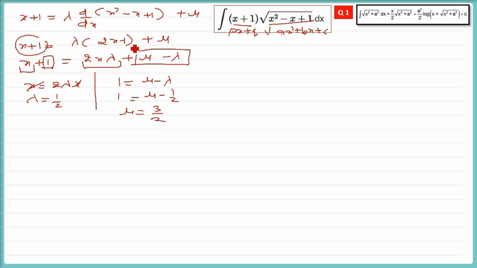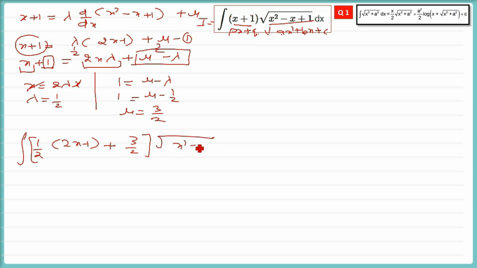Now this x plus 1, in this equation which I am writing as 1, we will use this to replace x plus 1 because lambda and mu are already computed. So let's call this as I. This integration will become half in place of lambda, half, 2x minus 1 plus mu, which is 3 by 2. And this is just the replacement of x plus 1 in this term. The other part will remain the same, so under root x square minus x plus 1 will remain like that with a dx here.